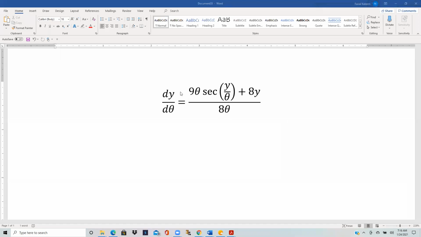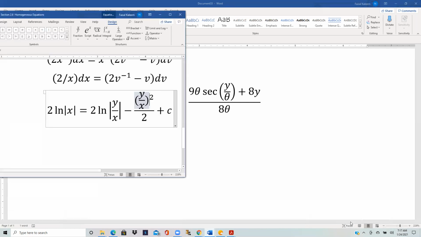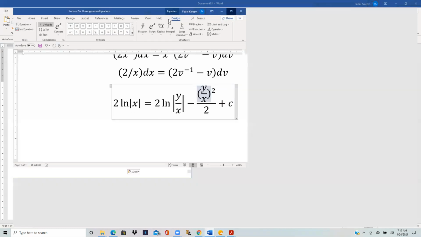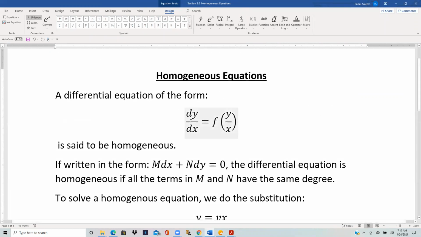Now let's look at this differential equation. And here we apply the main definition to see if this is a homogeneous equation or not. So let me take you to that page again. Okay, so the basic definition of a homogeneous equation was an equation where the derivative could be written as a function of y over x.